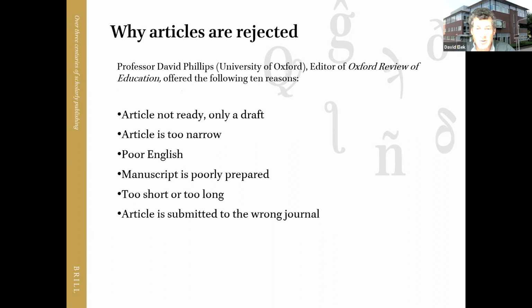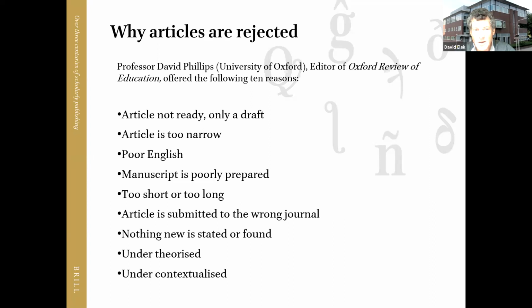Article has been submitted to the wrong journal. It's nothing new in the research. Well, it's under-theorized, under-contextualized, and it's not a proper journal article. These are 10 key reasons why articles are rejected.